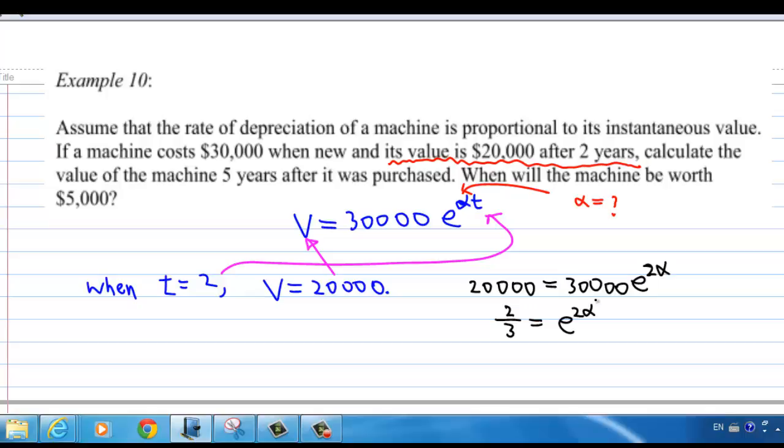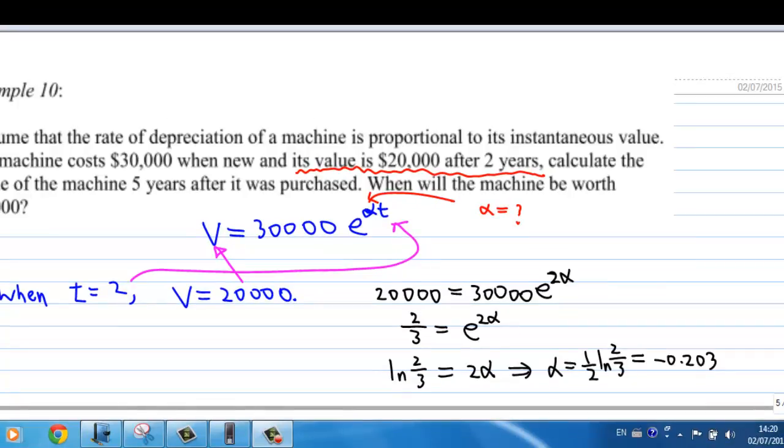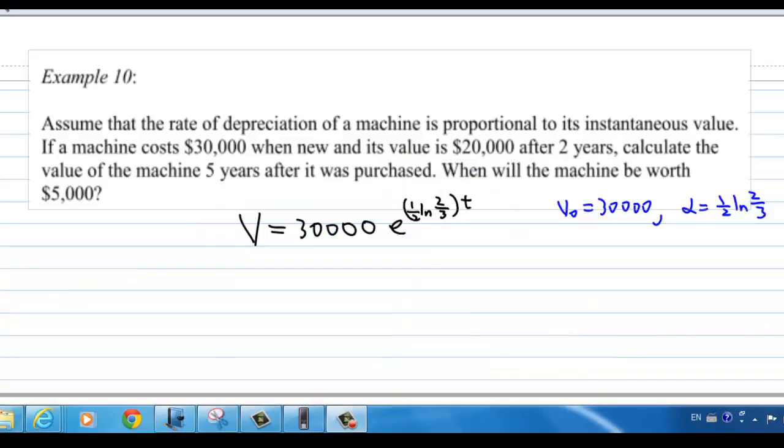So what is alpha now? Taking ln both sides, we get ln 2/3 is equal to 2 alpha, or alpha equal to half times ln of 2/3. Then you press the calculator. We find that alpha is approximately negative 0.203. Notice that alpha is negative here. So we know V naught is 30,000, alpha equal to half ln 2/3. That means that we have the complete expression for V.